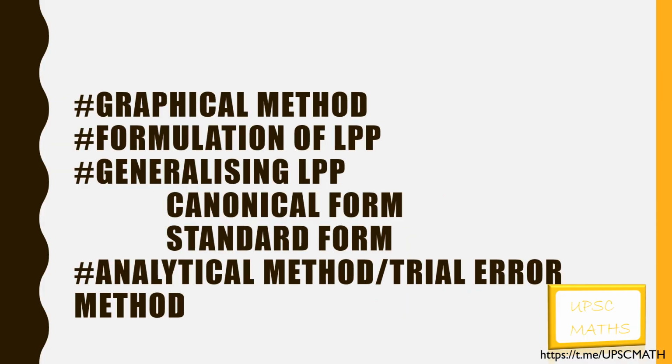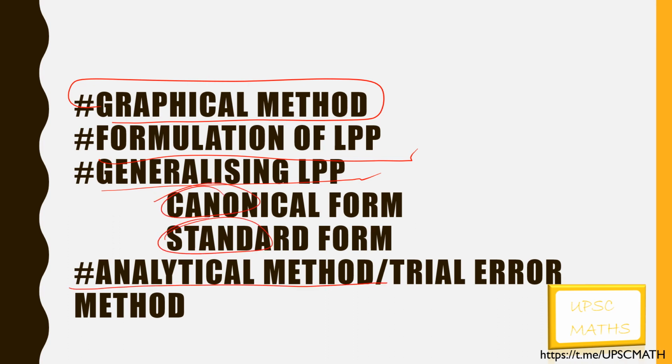So we have finished with the topics graphical method, formulation of linear programming problem, generalizing linear programming problem in canonical form and in standard form. Let's now start with the topic analytical method, also called as trial error method.